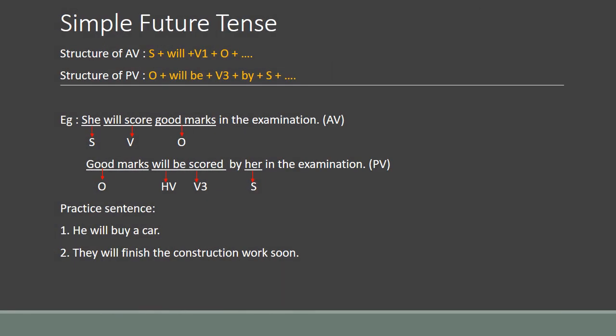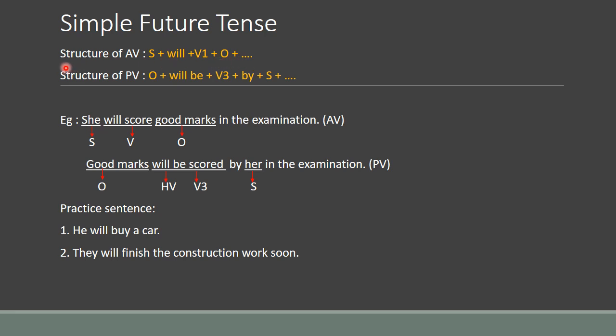And next we are moving to simple future tense. This is very simple actually. If it is simple future tense, you can find will as a verb. So the structure of active voice: subject plus will plus V1. Will go, will come, will take, will give, will make. This type of verb will be used. If you find this type of verb, you can come to know that it is in simple future tense. Then the object will be there and extra elements will also be there.